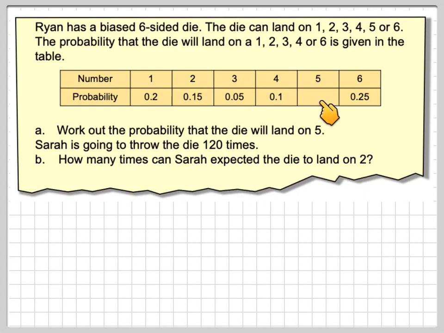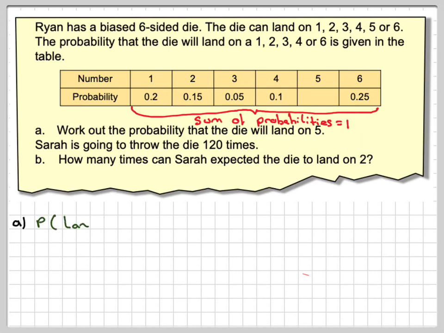Okay, so we've got a missing value here, but that's quite easy to find because all these numbers here must add up to 1. So the probability of landing on a 5 will be 1, that's the total of all the probabilities on a probability table. Remember, probabilities are always between 0 and 1 inclusive. Take away 0.2, 0.15, 0.05, 0.1 and 0.25.